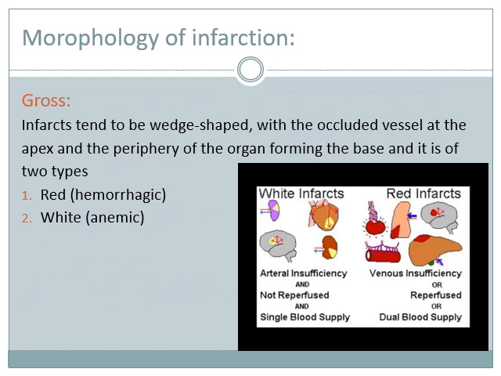Regarding the morphology of infarctions, they found that the infarcts are of wedge shape and the tip of the wedge is pointing toward the occluded vessel while the periphery of the organ forms the base of that wedge. وبصورة عامة, grossly they found that the infarctions are either one of two types or two colors. واحد منهم هو الريد أو ما يسموها hemorrhagic infarctions or the white or anemic infarctions. وهنا عندنا الصورة هذه تبين لي بعض الأورجنز صاير بيها white infarct while others characterized by red infarction.